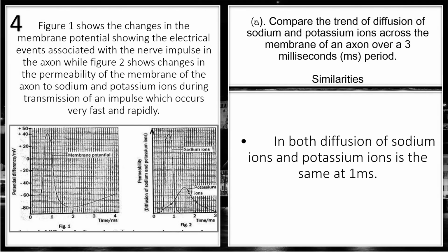The diffusion of sodium ions and potassium ions is the same at 1 millisecond. At the point of 1 millisecond, around here, both of them are the same. The rate of diffusion becomes the same at 1 millisecond.